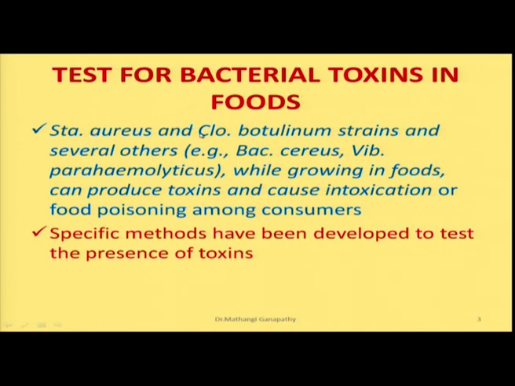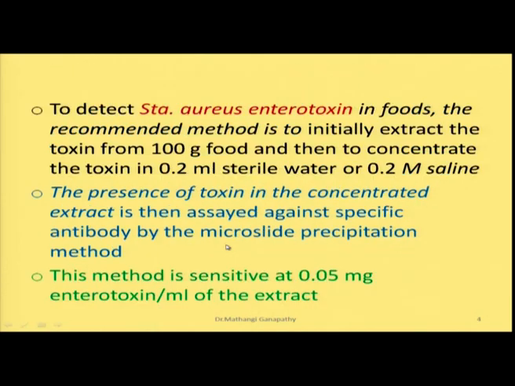Staphylococcus aureus, Clostridium botulinum strains and several others like Bacillus cereus and Vibrio parahaemolyticus, all these organisms, while growing in the food, can produce toxin and cause intoxication or food poisoning among the consumers. So it is not the organism which is actually lethal. It is the toxin produced and secreted by the organism, which remains in the food, that is going to cause the foodborne illness. So we need to test not only for the presence of the organism but also for the presence of the toxins. Specific methods have been developed to test for the presence of these toxins.